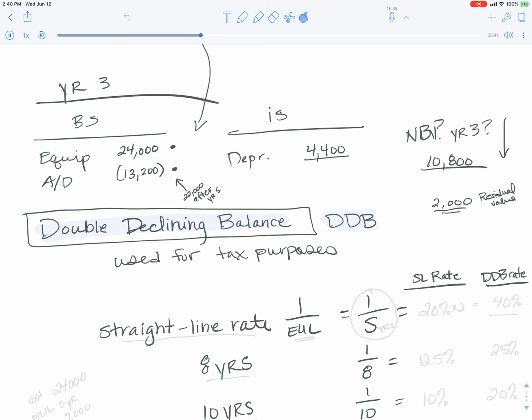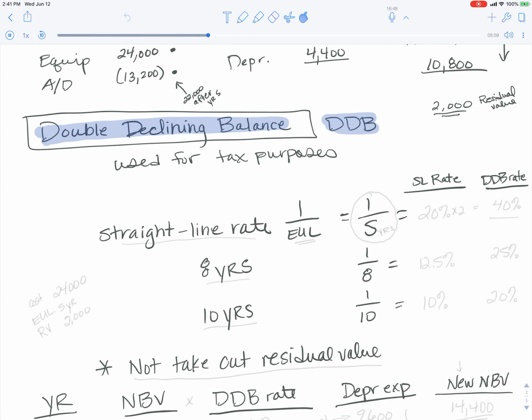If we do this 2 more times. Okay, so that's the straight line method, and we also are just discussing net book value. So here's our second method, double declining balance. I like to abbreviate this as DDB, and this is used for tax purposes.